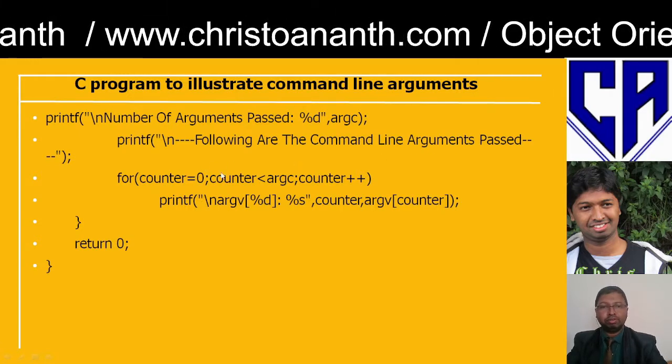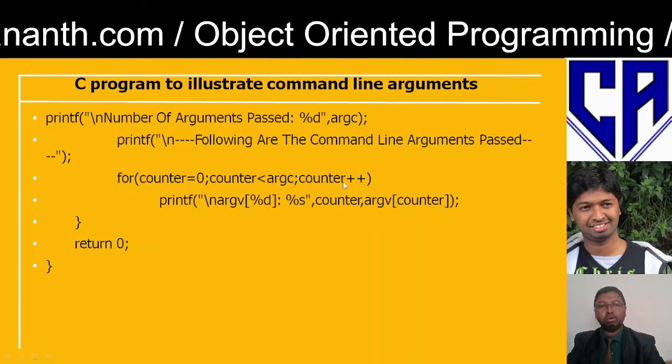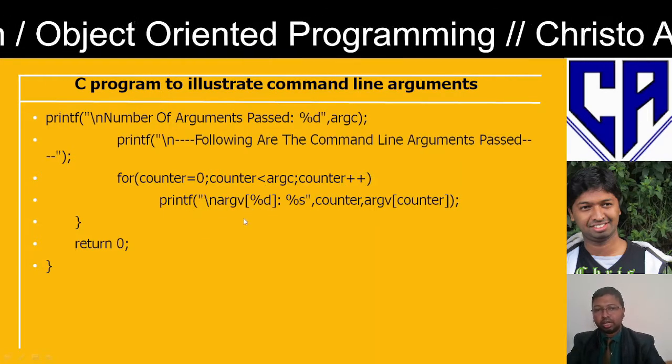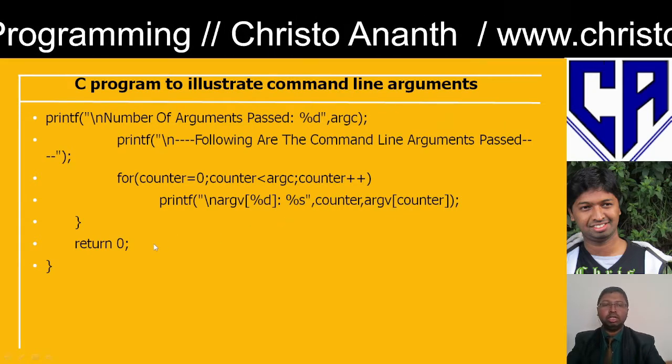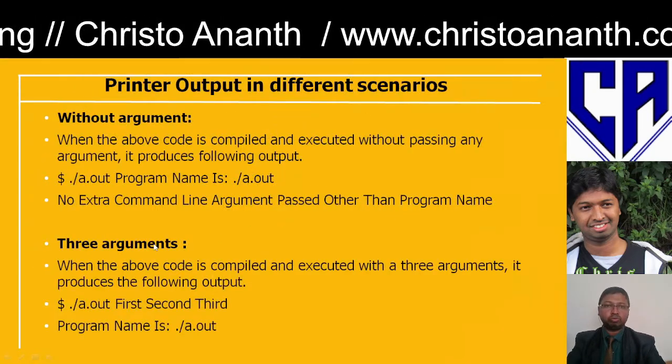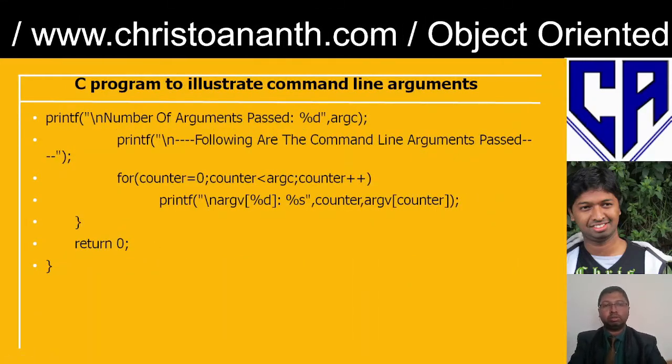Then you will have the for statement: for counter equal to 0, counter less than argc, counter plus plus, and you print argv of counter, and return 0. So this is how you try to have command line arguments.